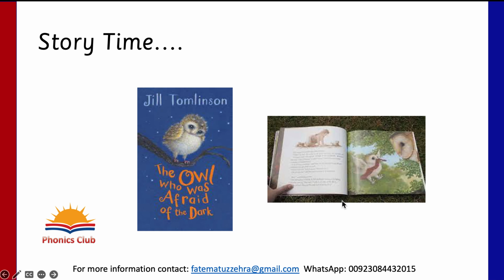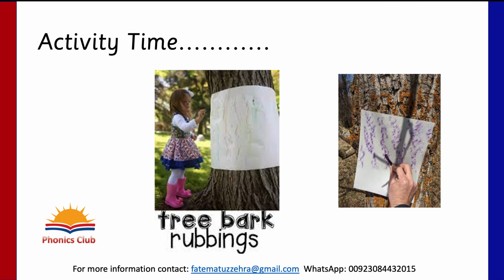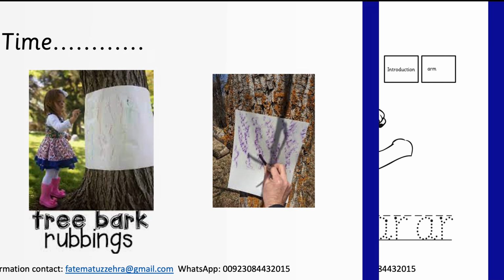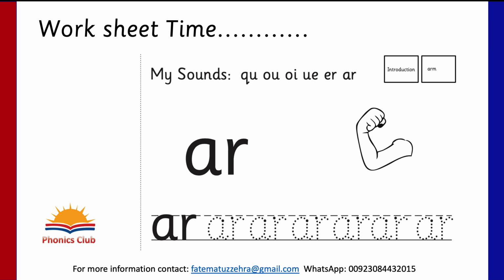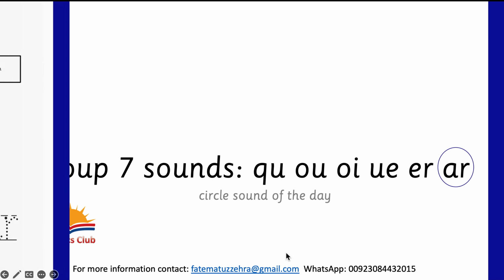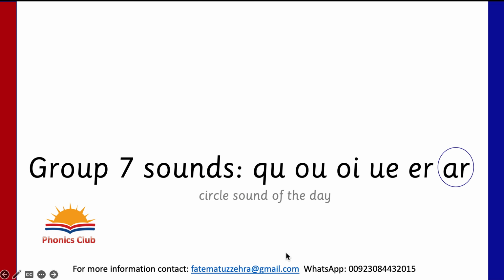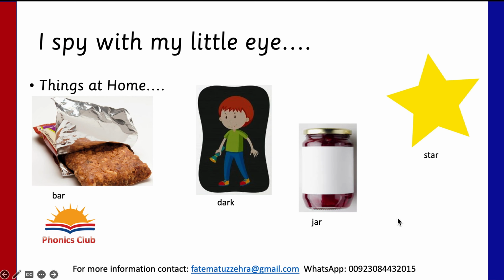In the story time, you can talk about the story of the owl who was afraid of the dark. In the activity time, they can do the tree bark rubbings with crayons. In the worksheet time, they have to circle in the picture in the letter shape, color in the picture, and keep on tracing on the dots. This is the last sound of group 7 from Jolly Phonics program.